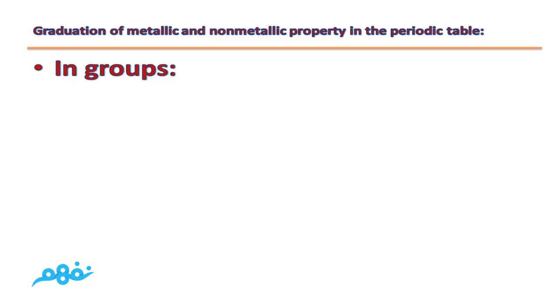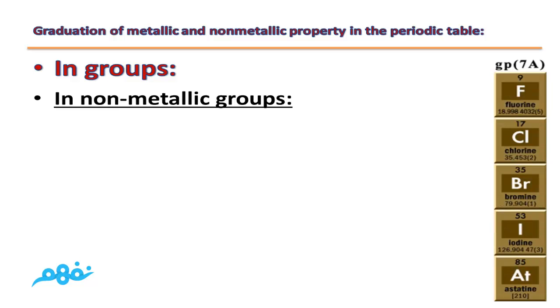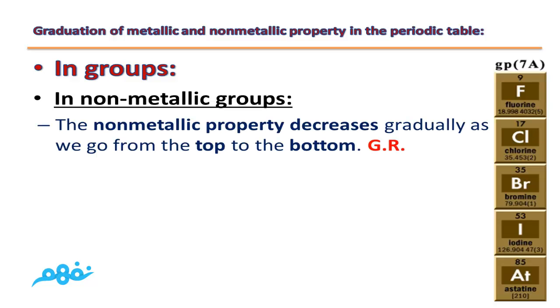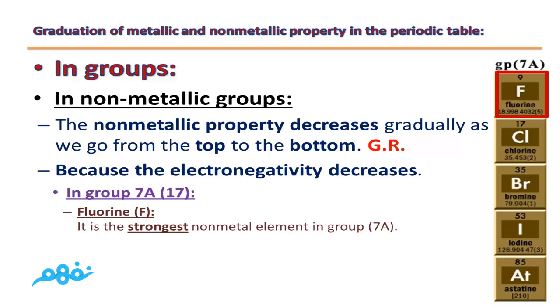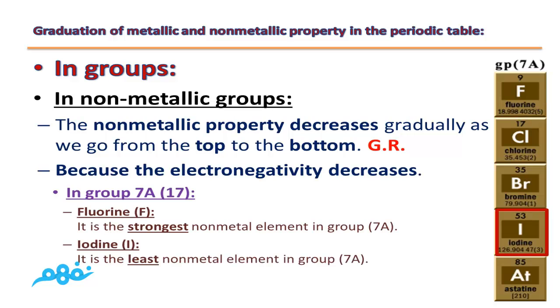In groups, but this time we will talk about non-metallic groups such as group 7A. The non-metallic property decreases gradually as we go from the top to bottom. Give reason: this is because the electronegativity decreases. In group 7A or 17, fluorine is considered the strongest non-metal in group 7A, while iodine is considered the least non-metallic element in group 7A.